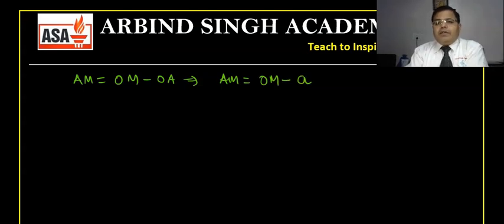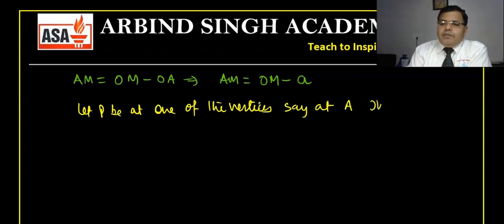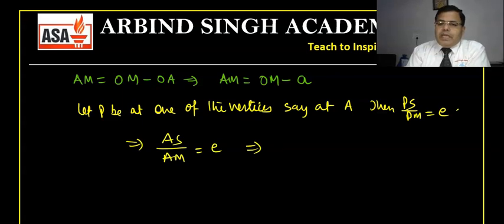Now length of perpendicular, for sake of convenience, I assume P as a point. So PS by PM is equal to E. Let P be at one of the vertices, say at A, then PS by PM is equal to E will come to AS by AM is equal to E, and therefore AM is equal to AS by E. This implies AM is equal to AS. AS is nothing else but OA minus OS by E.